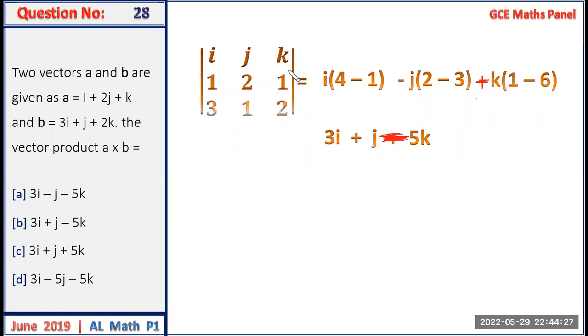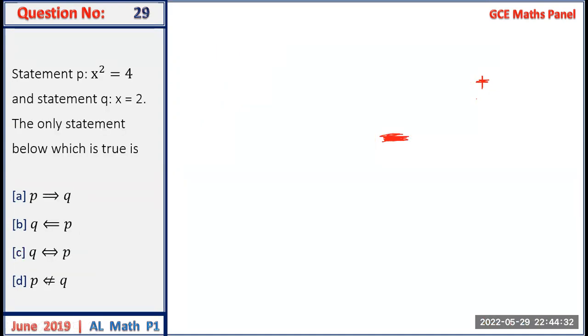Question 29. So question 29 reads, the statement P is such that x squared equals 4, and the statement Q is such that x equals 2. So the only statement which is true below is, let's see which of them is true.